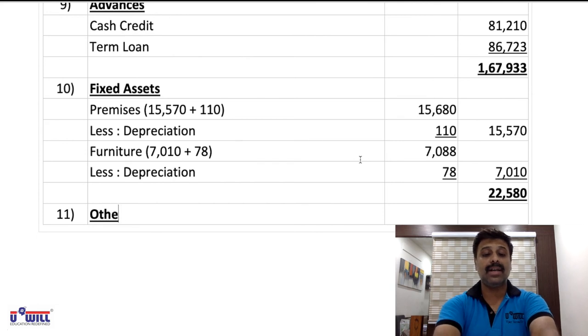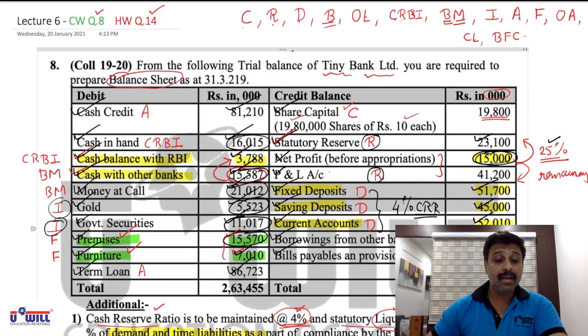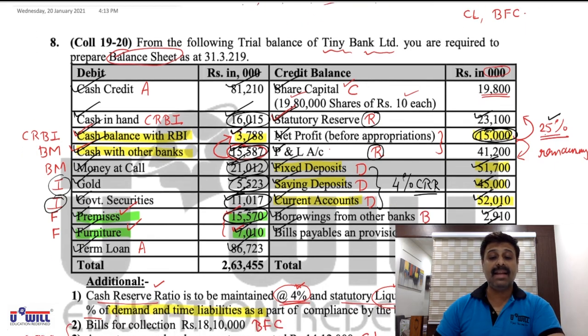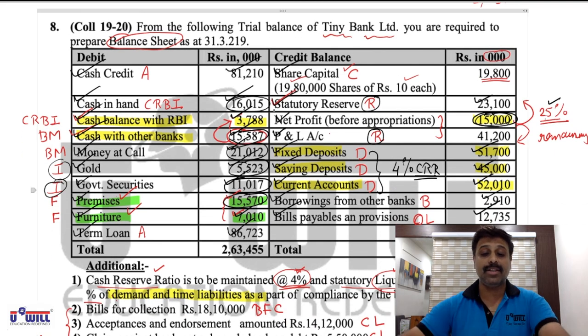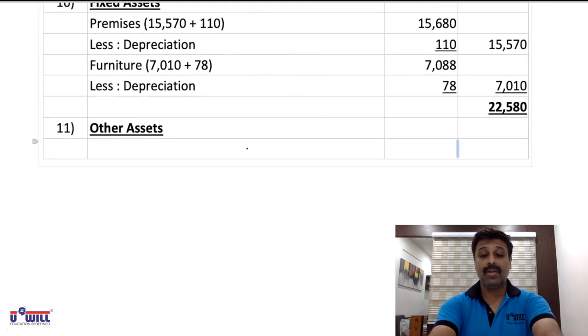Now after fixed assets, O stands for other assets. All the items marked as other assets, OA, will be taken into consideration. On the debit side you can see in the trial balance there is no item marked as OA. All the items of the trial balance have been taken into consideration. So there is no item marked as OA. You'll write nil. Other assets are not there, so you'll write nil. Then after other assets, we will have the 12th item, that is contingent liabilities.